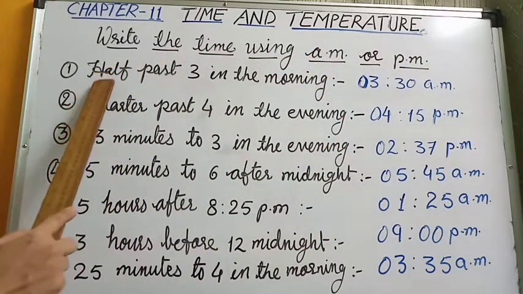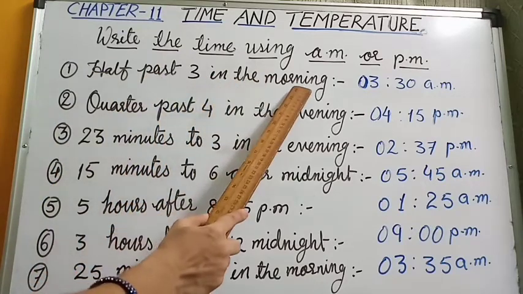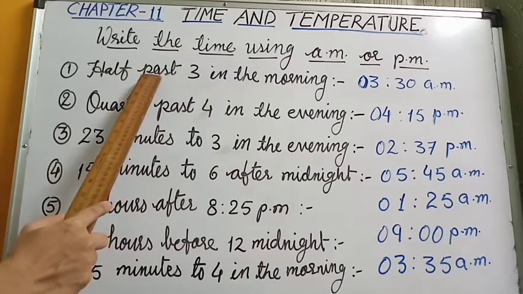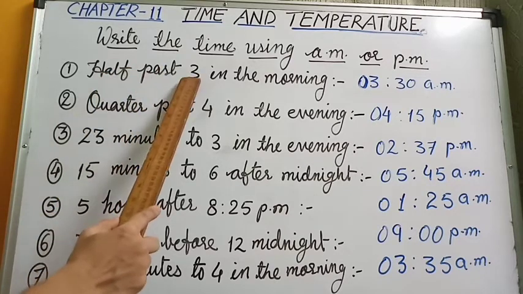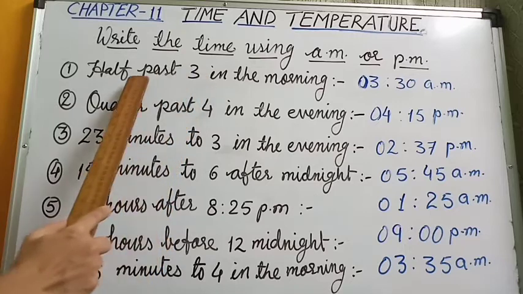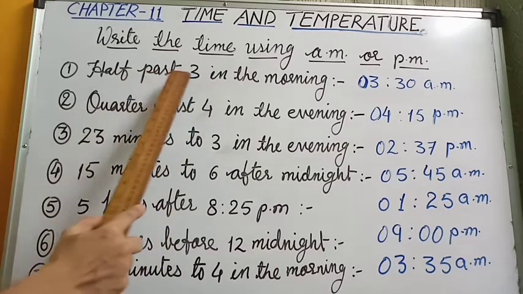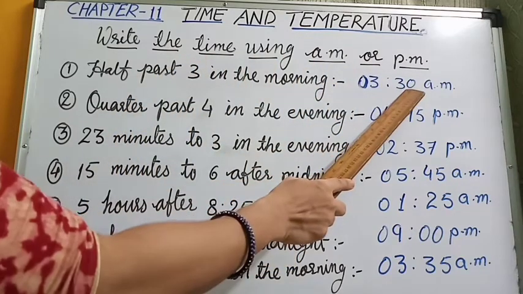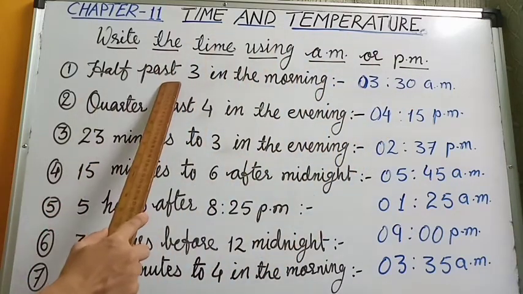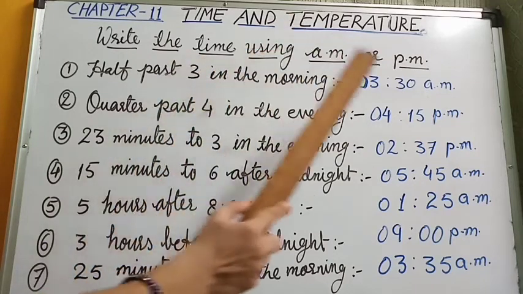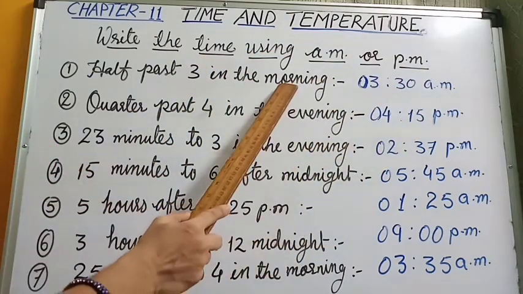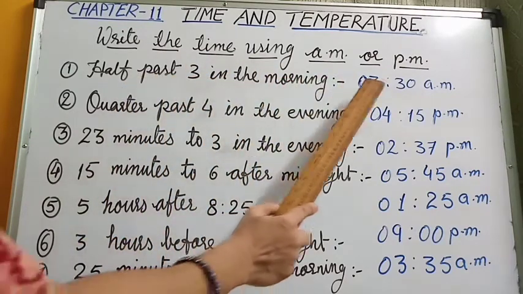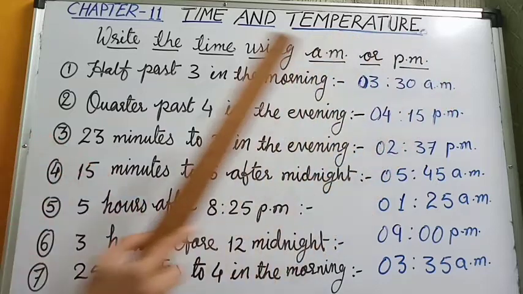So let's start. 3:30 in the morning. We know that 30 is used for 30 minutes. 3:30 means after 3, 30 minutes have passed. So we can write 3 at the hours place and 30 at the minutes place, because half past means 30 minutes, and we can write AM because the time is in the morning. So 3:30 in the morning means 3:30 AM.